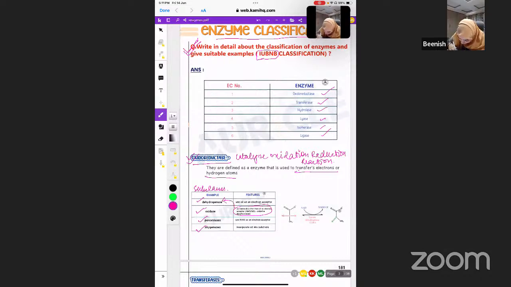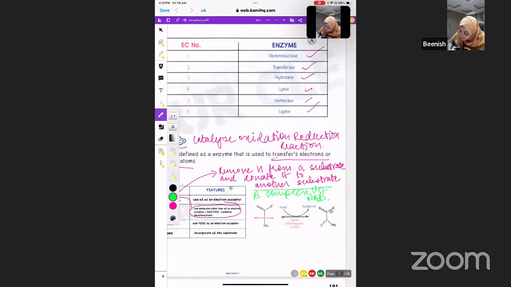Okay, here actually this is for dehydrogenase. So your dehydrogenases, what are they doing? They remove hydrogen from a substrate and donate it to another substrate. Usually this other substrate is going to accept that hydrogen, acting as a hydrogen acceptor. Usually it is a B complex vitamin, NAD.